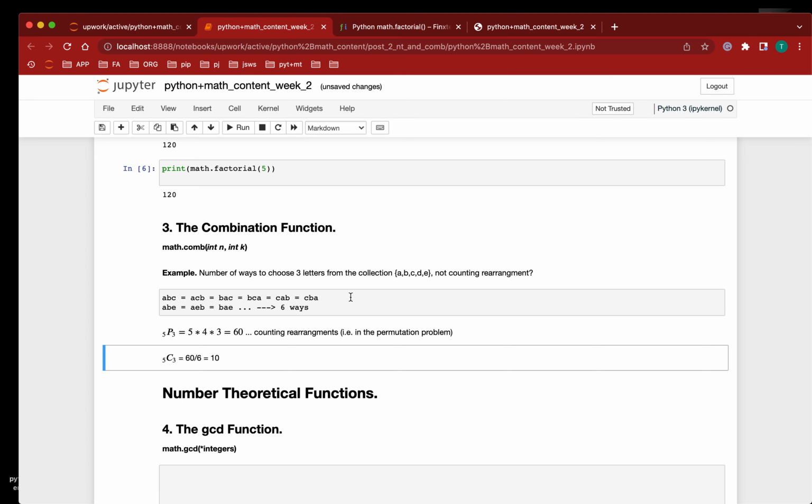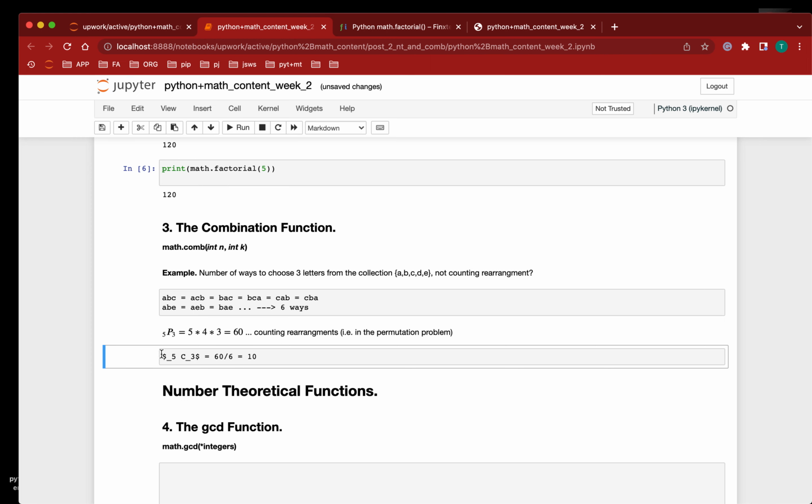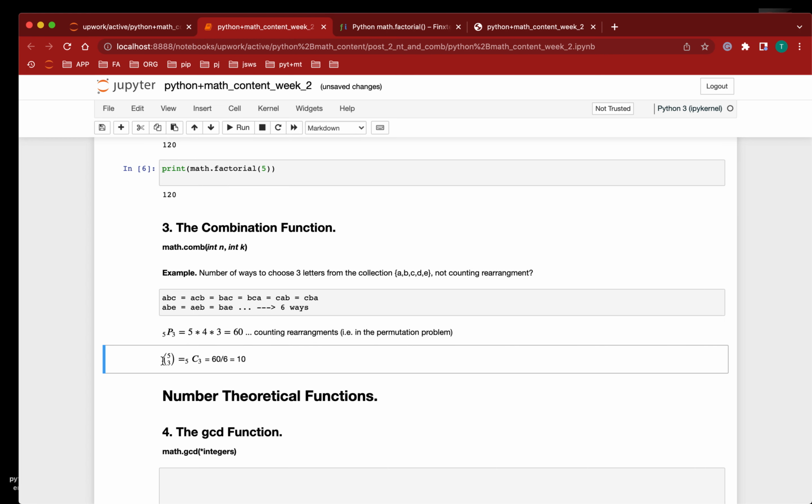And since problems like this of counting the number of ways of choosing things, discounting rearrangement, come up a lot, we have a special way of writing it in mathematics. It's written 5C3, or it's also written 5 choose 3, like so.